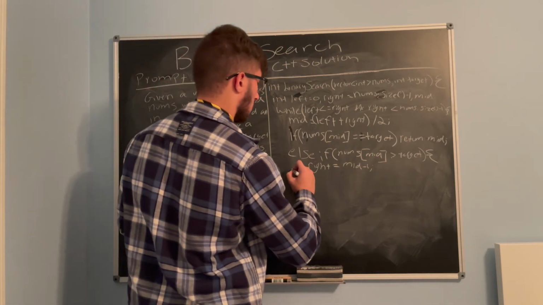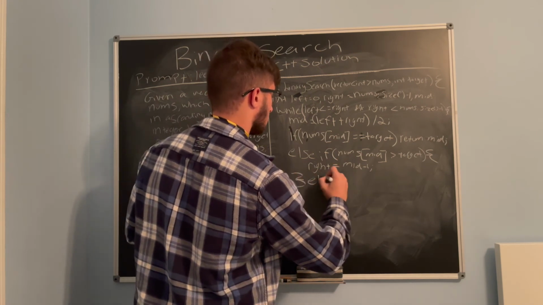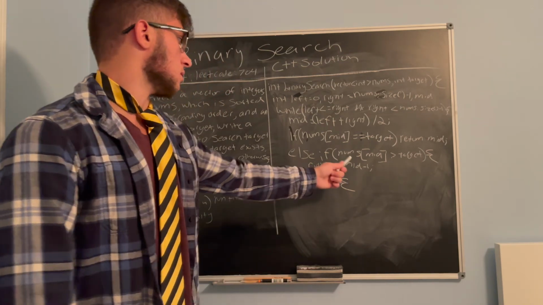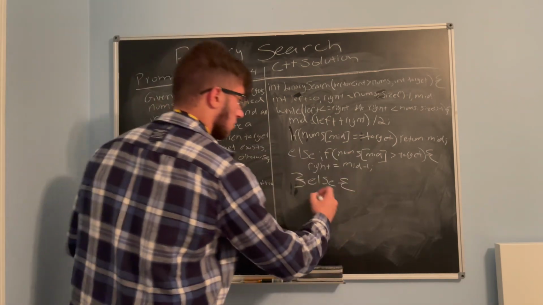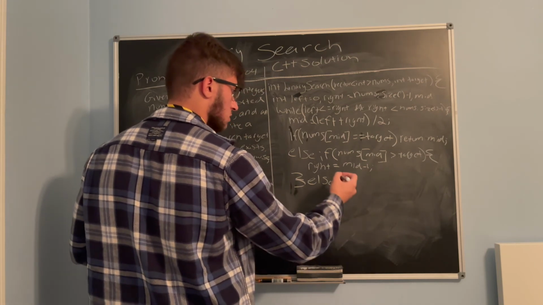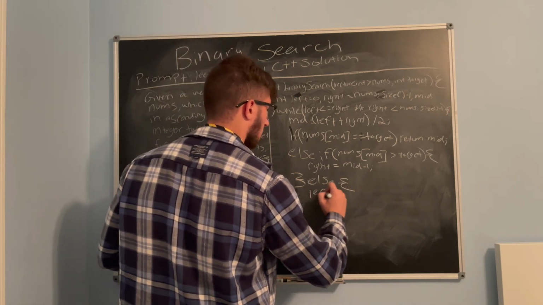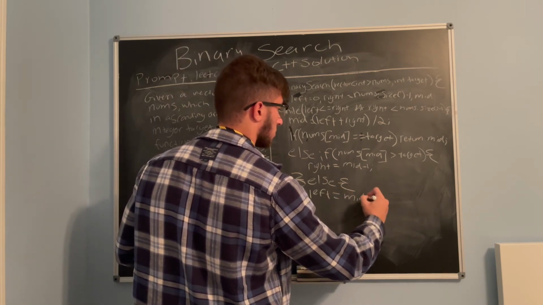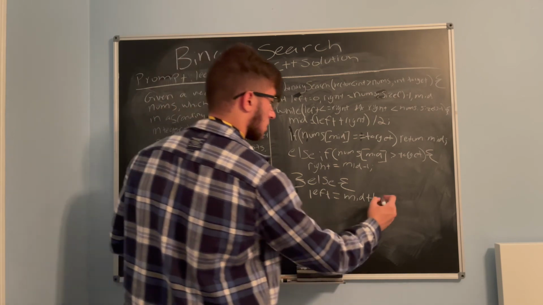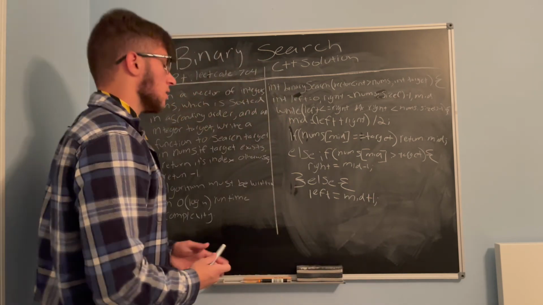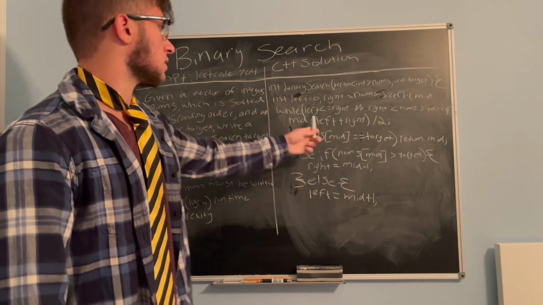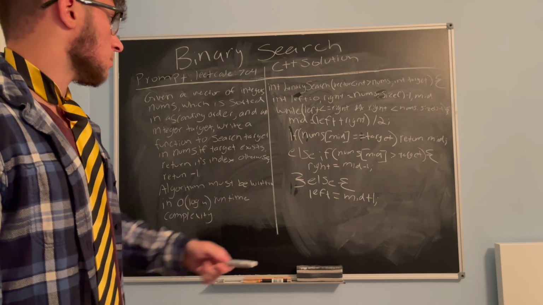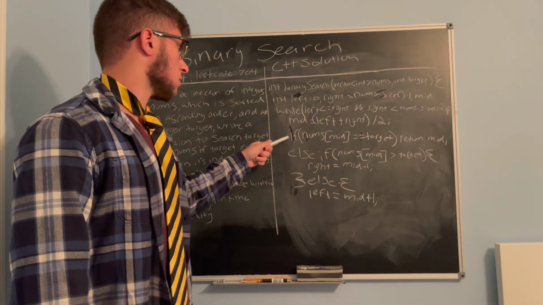And then else if the nums at mid is less than a target, we want to take the left pointer and set it equal to the mid plus 1, just like that. And then on every iteration, the mid will be recalculated with our new values of left and right. And by the end, this will happen.